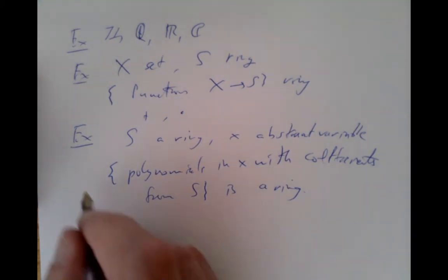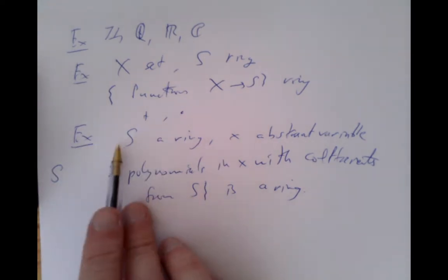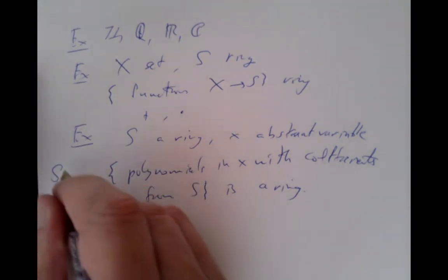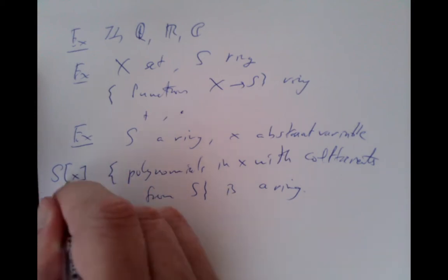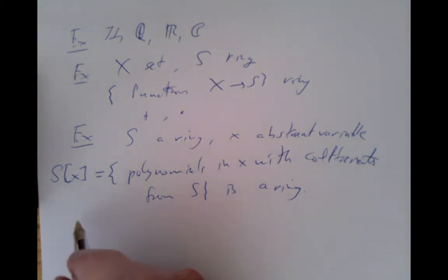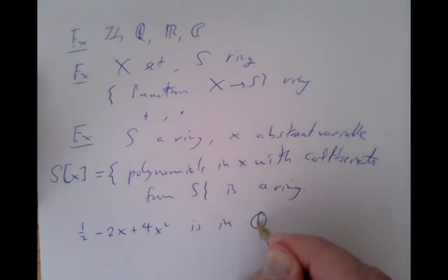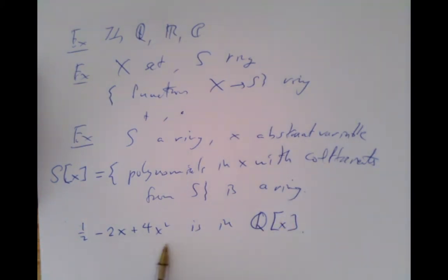So we can add and multiply, and they satisfy all the rules that we wrote down. It's traditional to call this thing by a funny name. S is the ring itself, which might be, say, the integers or the complex numbers, and then you write S of X with square brackets to mean the collection of all polynomials. So for example, we could have something like 1/2 minus 2x plus 4x squared, which is an element in the rational numbers with a symbol x adjoined, so it's a polynomial in there.